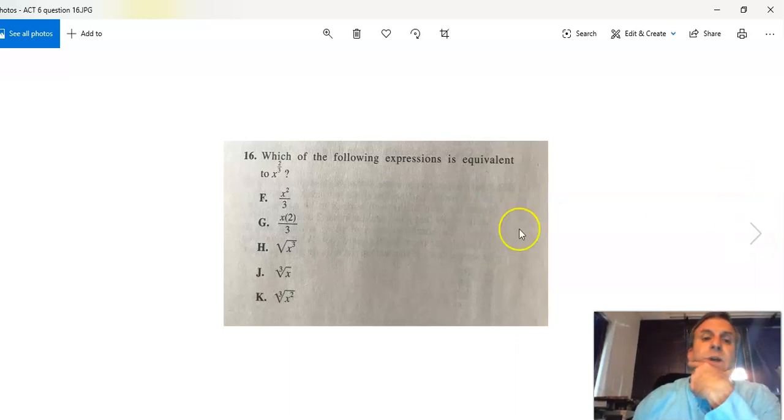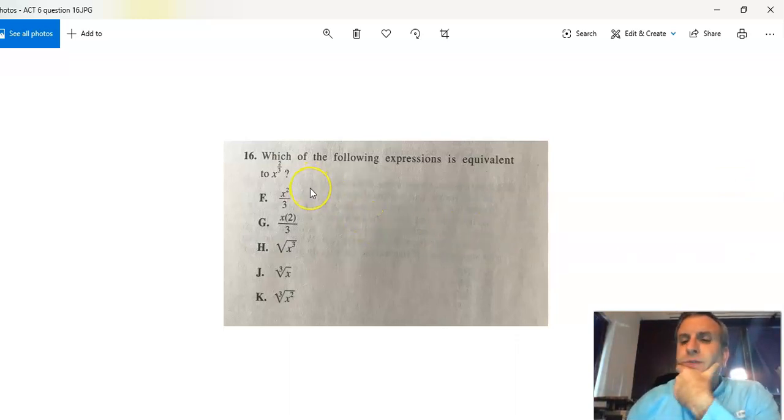Next one. This is one that I'm not sure if you remember from Algebra 1, but this is x to the 2/3. This number right here goes to the outside, and the one on the bottom goes to the outside of the radical, not the graph, the radical. So that's the cube root of x squared.